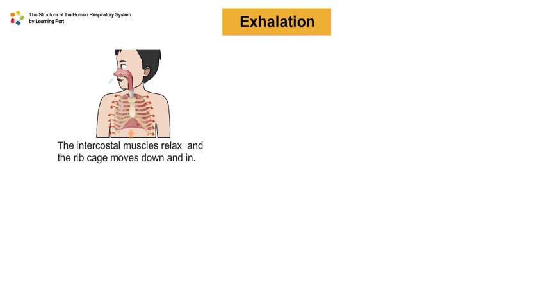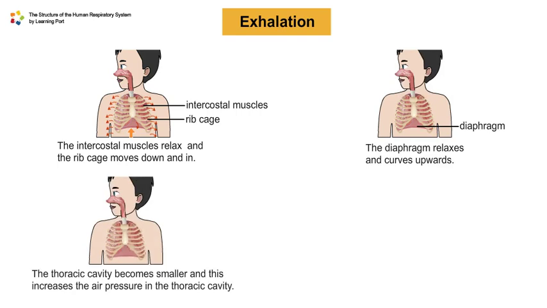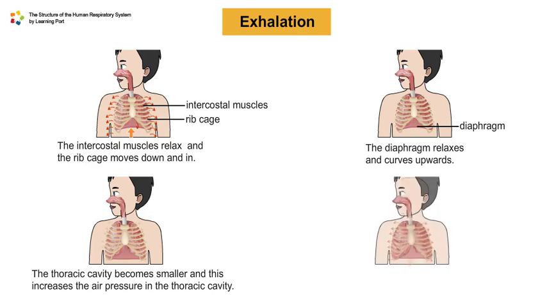During exhalation, the intercostal muscles relax, and the rib cage moves down and in. The diaphragm relaxes and curves upwards. The thoracic cavity becomes smaller, and this increases the air pressure in the thoracic cavity. The higher air pressure in the lungs forces the air out.